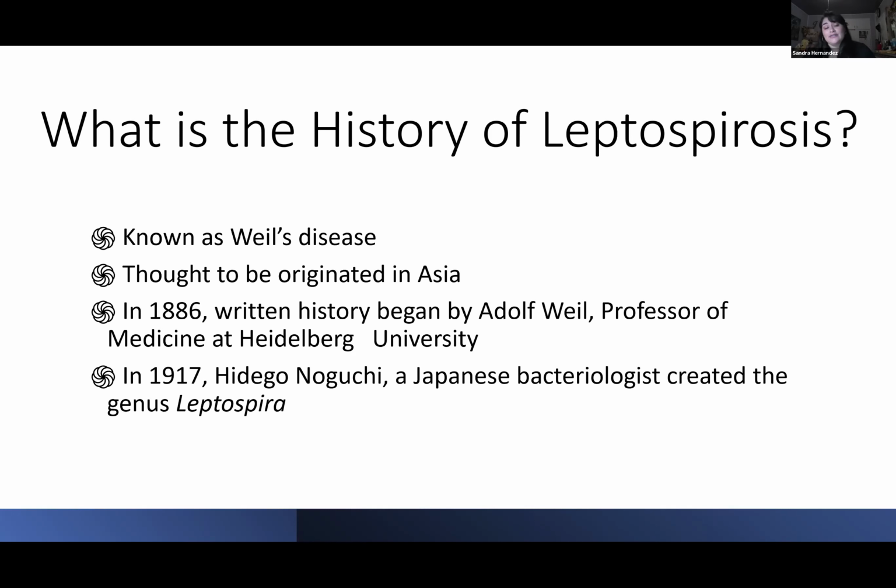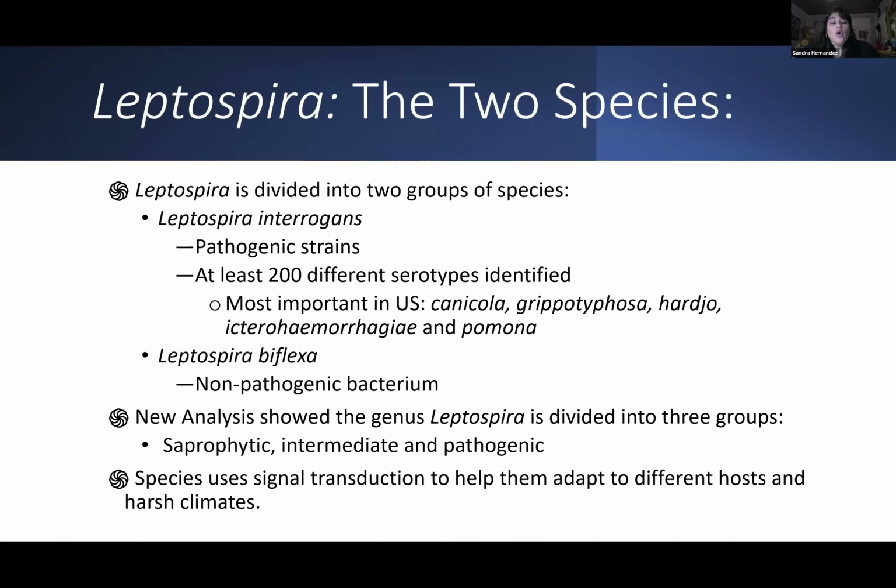And in 1917, Hideyo Noguchi, a Japanese bacteriologist, created the genus Leptospira. Leptospira is divided into 2 groups of species, Leptospira interrogans and Leptospira biflexa. Leptospira interrogans comprises all pathogenic strains. There have been at least 200 different serotypes identified for the species Leptospira interrogans.